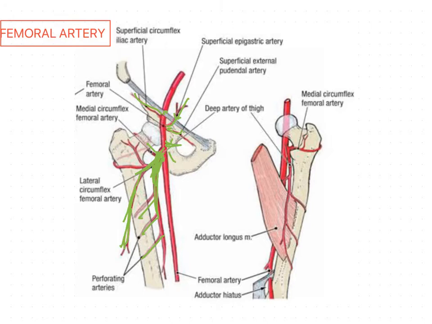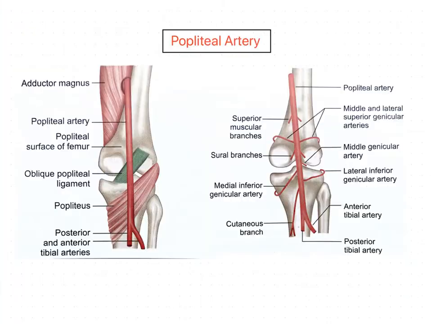We will move on to the next one, the popliteal artery. Here you can see the popliteal artery, which comes to the back of the thigh through the adductor magnus and runs posteriorly on the posterior aspect of the knee joint, so it is called the popliteal artery. At the lower border of the popliteus muscle, it terminates into the anterior and posterior tibial arteries.